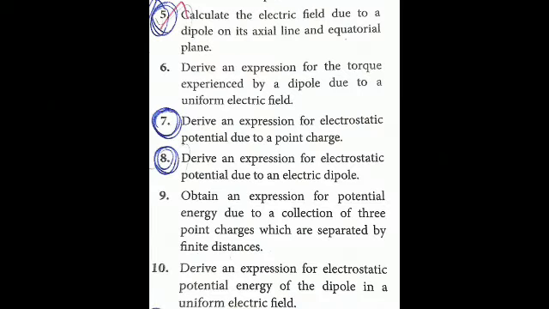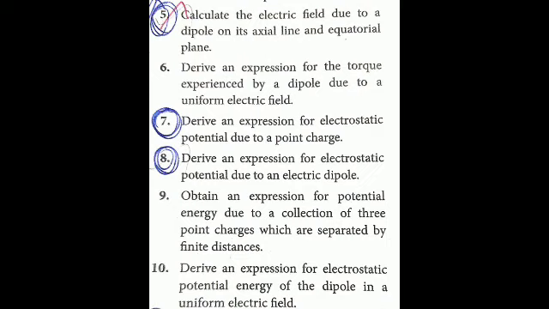Today's homework. So 5 mark questions. Calculate the electric field due to a dipole on its axial line and equatorial plane. Derive an expression for the torque experienced by a dipole due to a uniform electric field. Next, derive an expression for electrostatic potential due to a point charge. Next one, derive an expression for electrostatic potential due to an electric dipole.